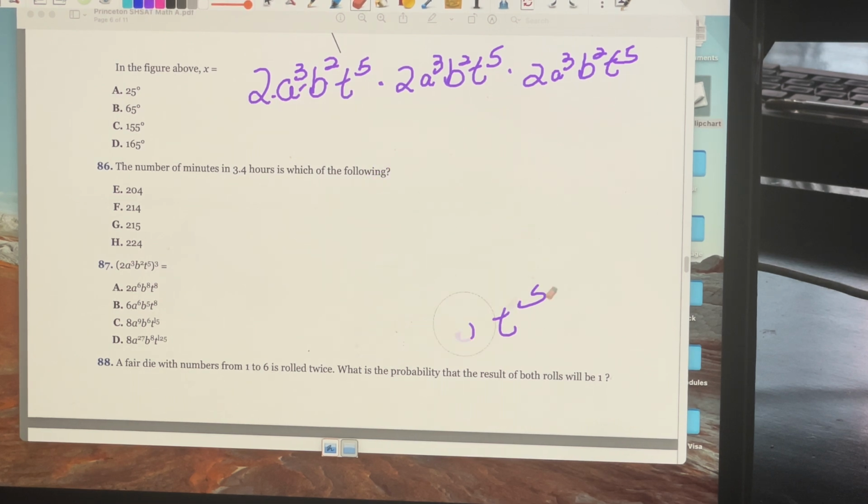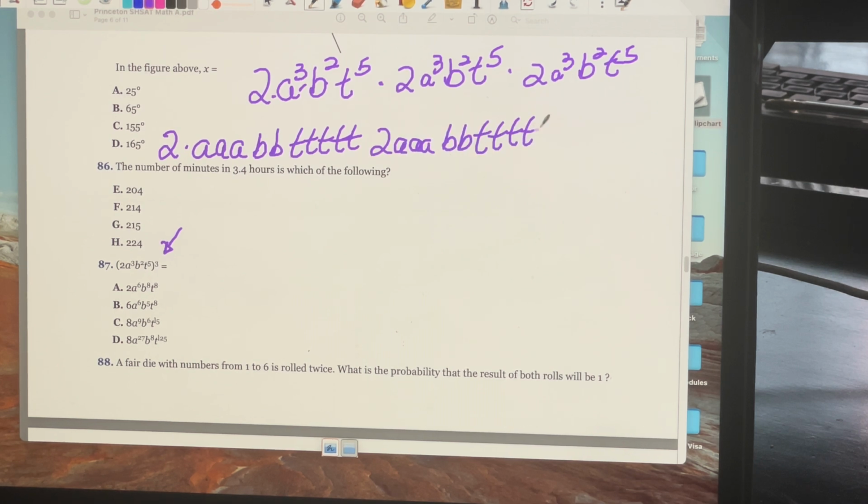Now, if you didn't learn that, or if you didn't know what to do, you could have expanded, right? I mean, you know what the little 3 means. It means everybody inside the parentheses gets multiplied by itself 3 times. And that's what I did, right? This times this times this. But now, if you still don't know what to do, you can expand it a second time. So we get 2, and instead of a cubed, you can write a times a times a. b squared, 2 b's, t to the 5th is 5 t's, right? They're all being multiplied. And again, expand the second one.